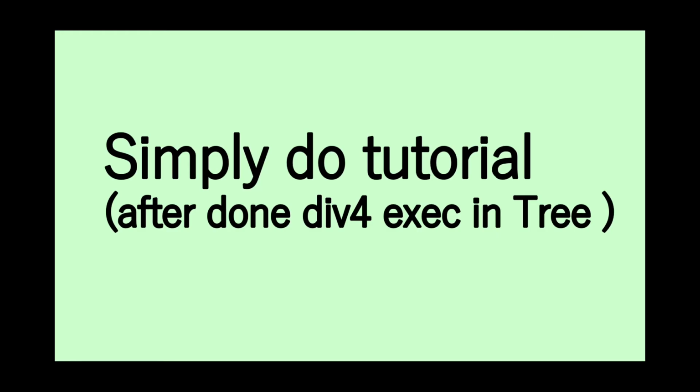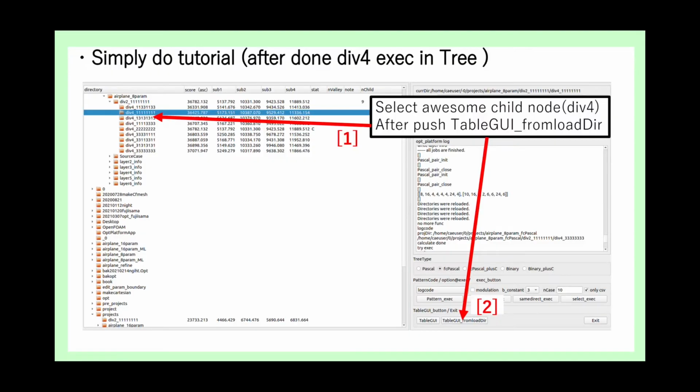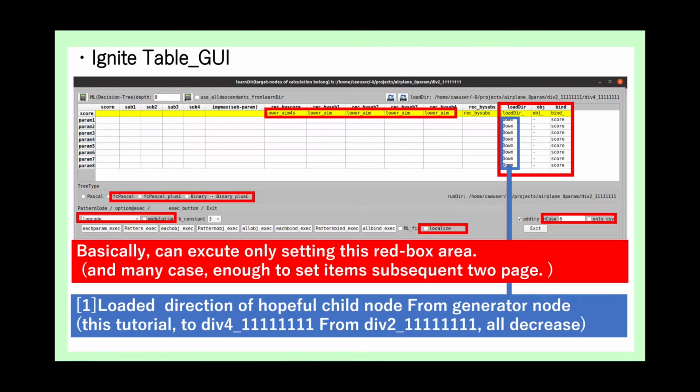Simply do tutorial. Select awesome child node. After, push table GUI from load directory. Table GUI ignited. Although the spreadsheet area and button area are wide, there are not so many points to change. This time, all subscores are drag force, and we want to decrease. So aim header remains default state, lower.